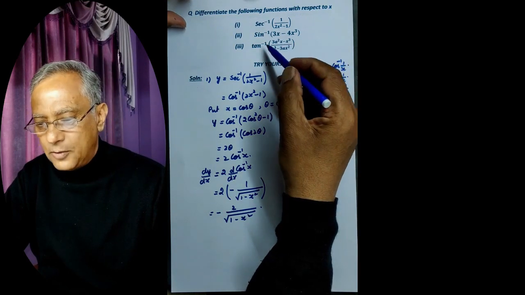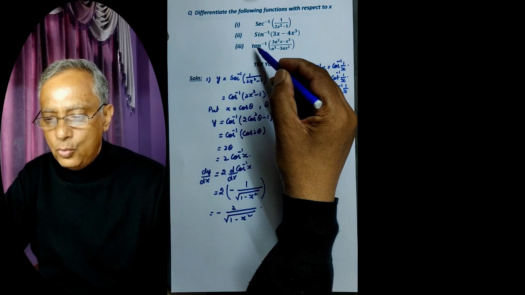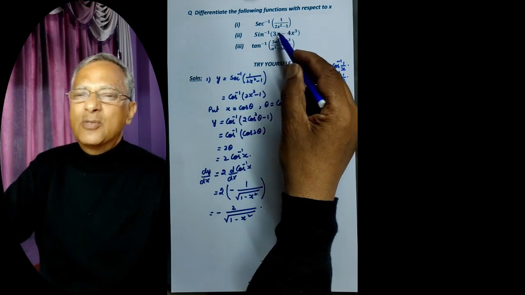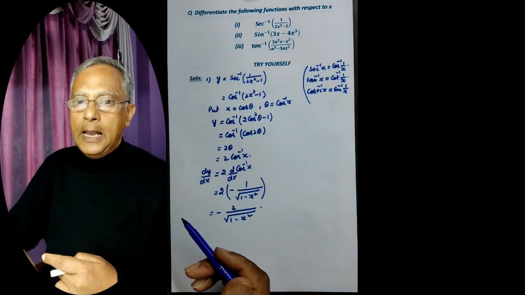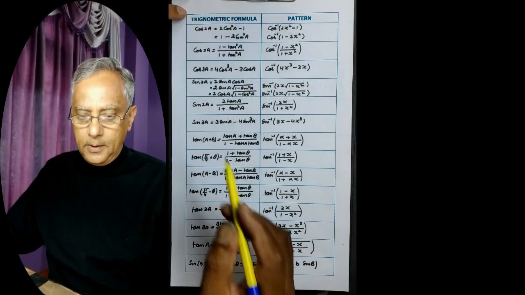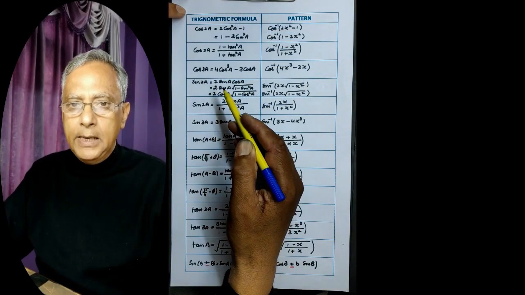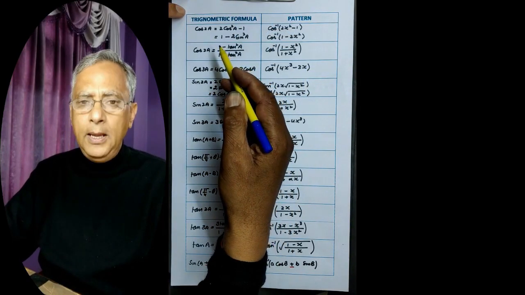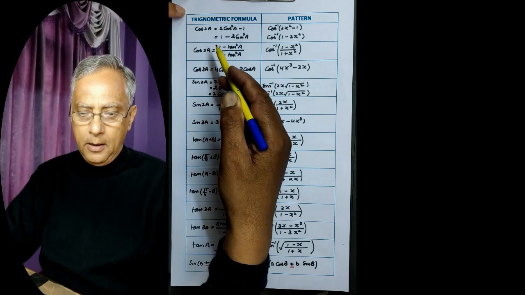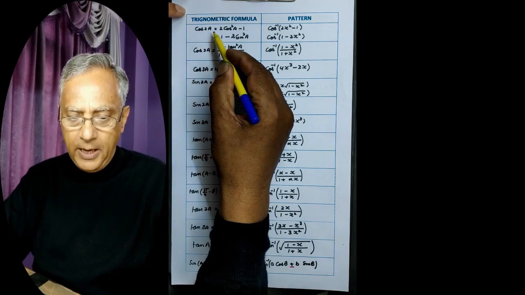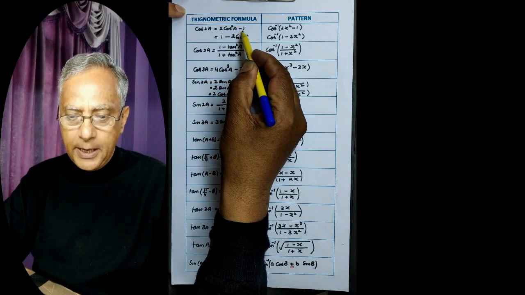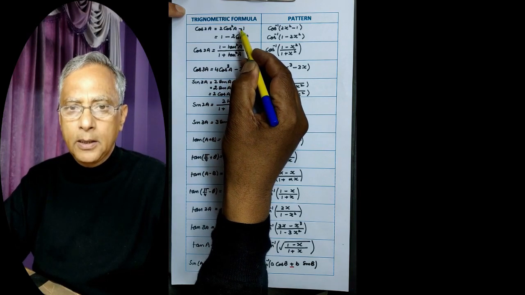So you must search a formula in trigonometry with this pattern. This will be very helpful. To make the idea more clear, I am showing you a table. For example, we have cos 2a is equal to 2 cos square a minus 1.